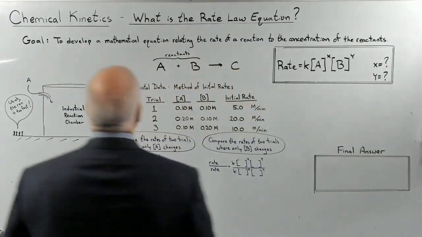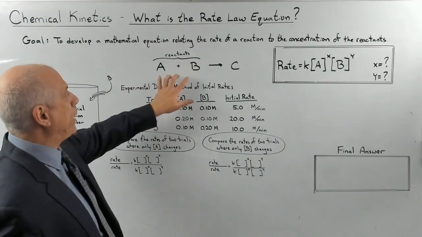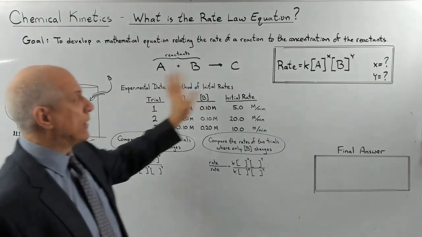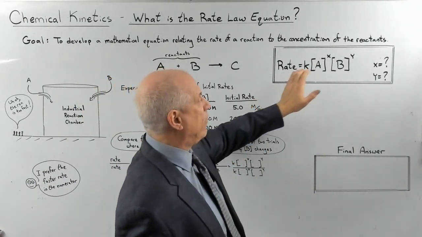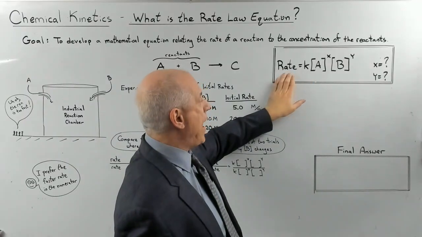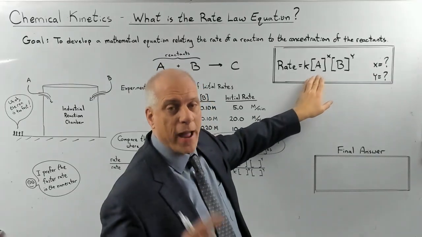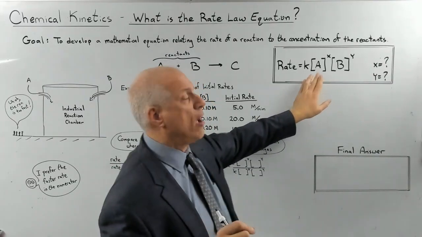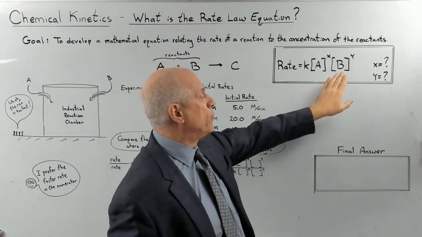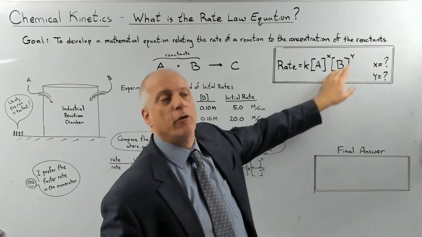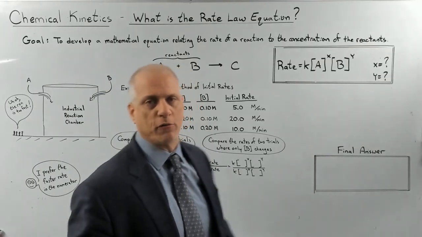So our goal is to develop a mathematical equation, and we're going to use a hypothetical reaction where we have reactants A and B reacting to form a product, C. And our goal is to write a rate law equation. The rate of the reaction will depend on a rate constant times the molarity concentration of the one reactant raised to its order, times the molarity concentration of the other reactant raised to its order. Is it a first order response, second order response, zero order response?